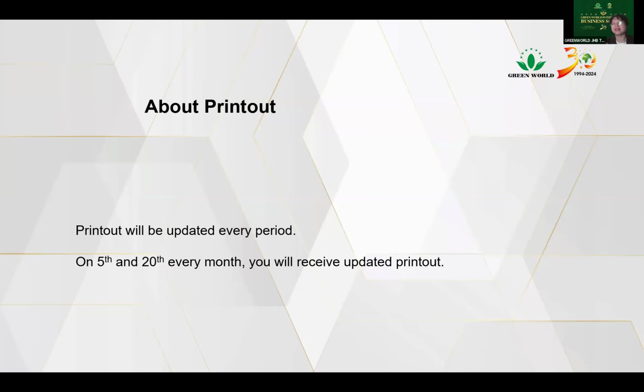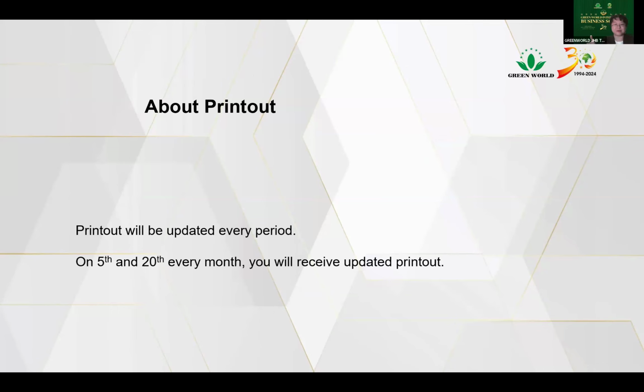Then we got another question about the printout, the genealogy. A distributor asked, what about my printout? Am I going to receive a monthly printout, or can my printout be updated every 2 weeks, on a fortnight basis? Yes, the printout will be updated every period, every 2 weeks. So on the 5th and 20th of every month, you are going to receive an updated printout.